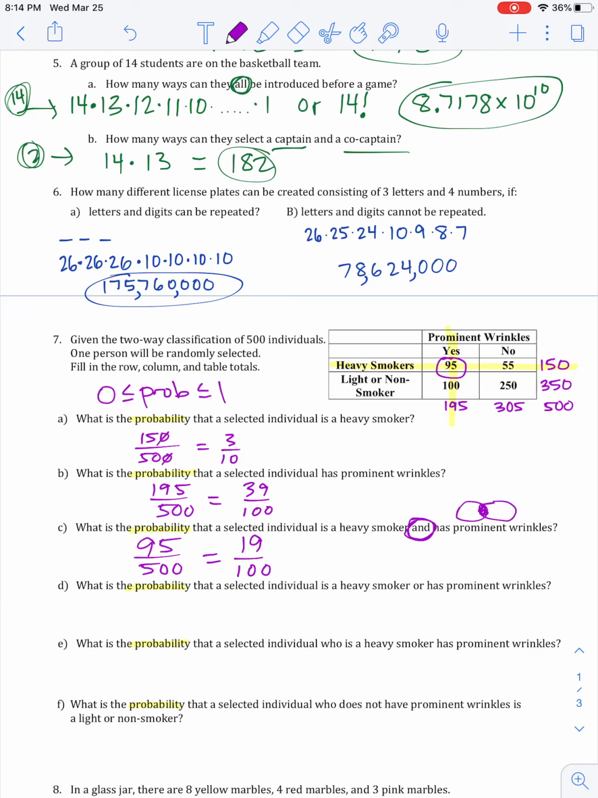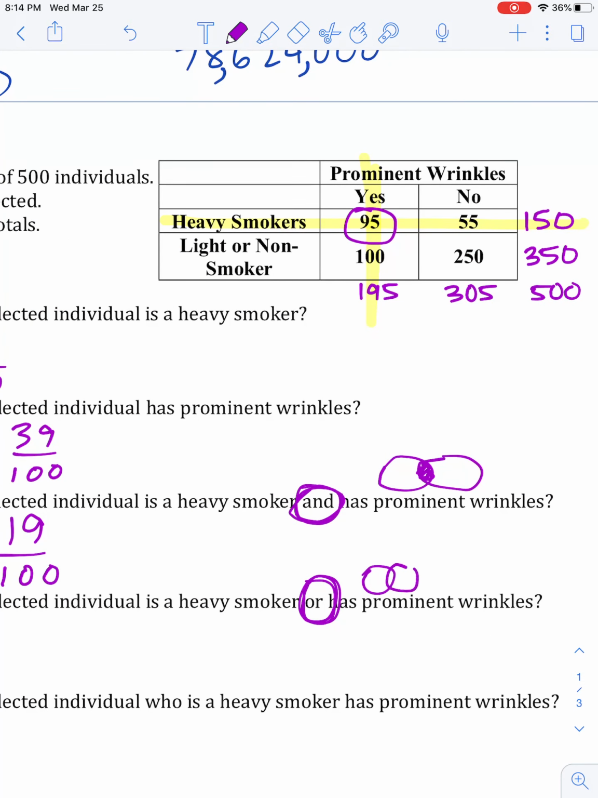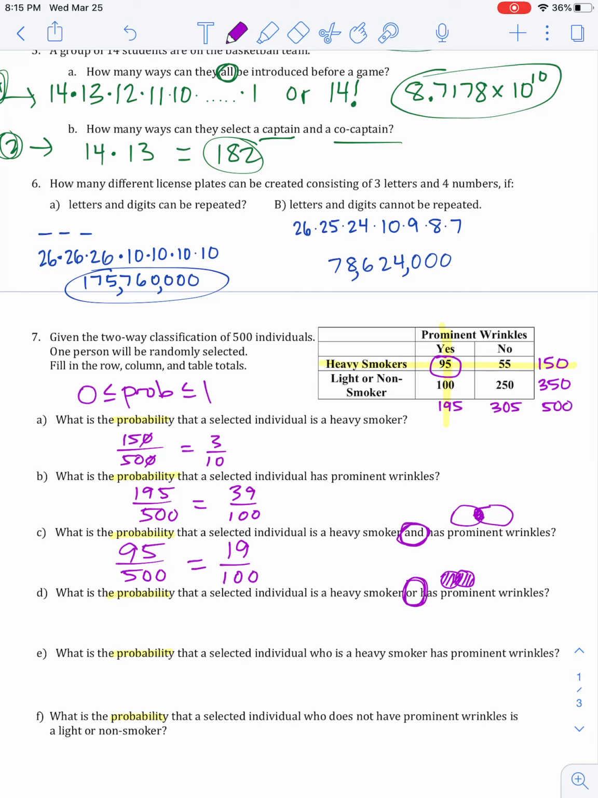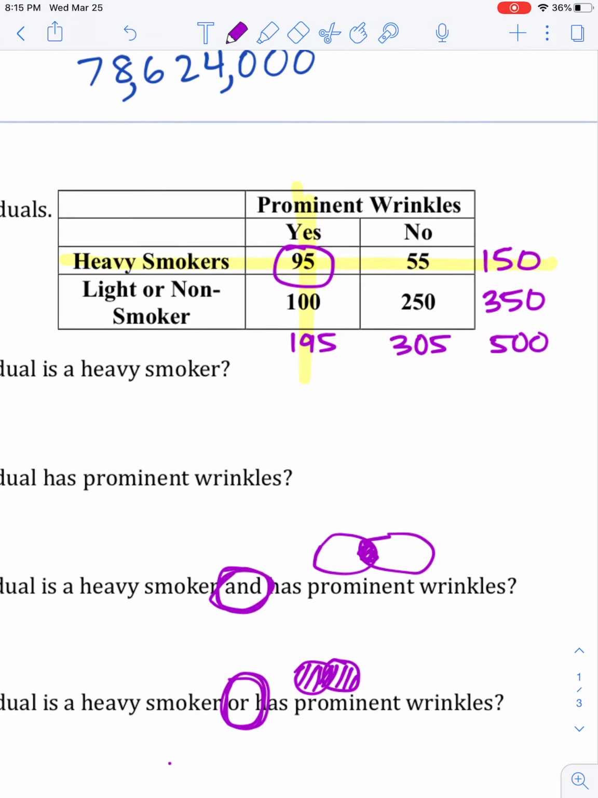What is the probability that a selected individual is a heavy smoker or has prominent wrinkles? Or is the same as the union, which is heavy smoker only, prominent wrinkles only, or both. So we're finding all of that. I already have it highlighted up above, actually. Heavy smoker or prominent wrinkles or both. Anytime we're finding or, it includes the both.